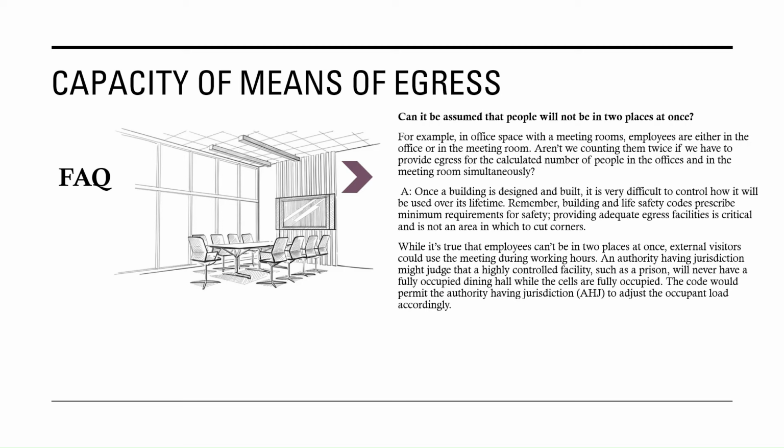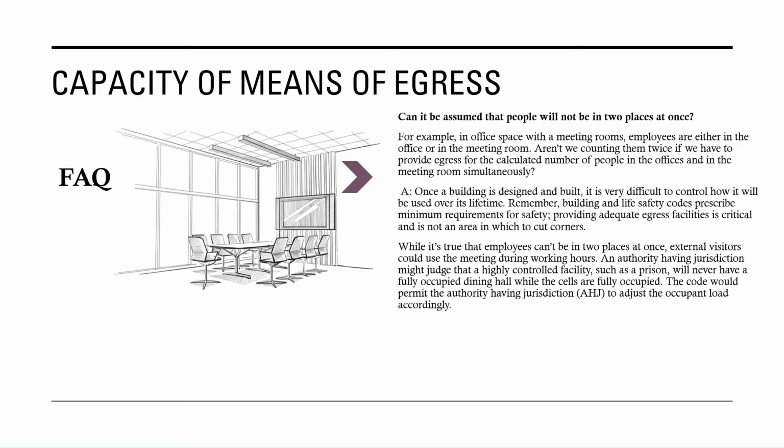Now, let's talk about the distribution of egress capacity. Having enough total width is not enough. The capacity must be properly distributed. If one exit is blocked, the remaining exits must still handle the occupant load. This is why codes limit how much occupant load can be assigned to a single exit. Typically, no single exit should serve more than 50% of the occupant load unless specific conditions are met. This requirement improves the redundancy and resilience of the building.